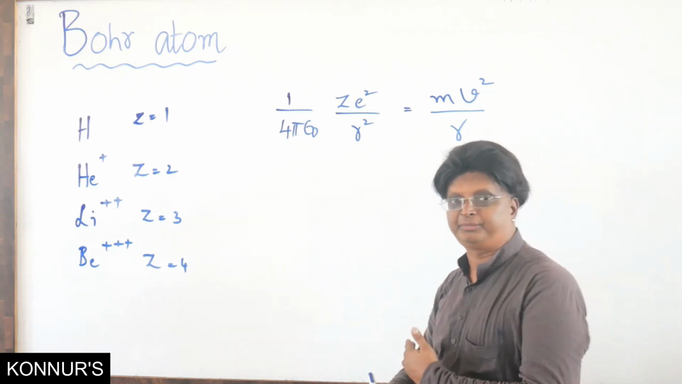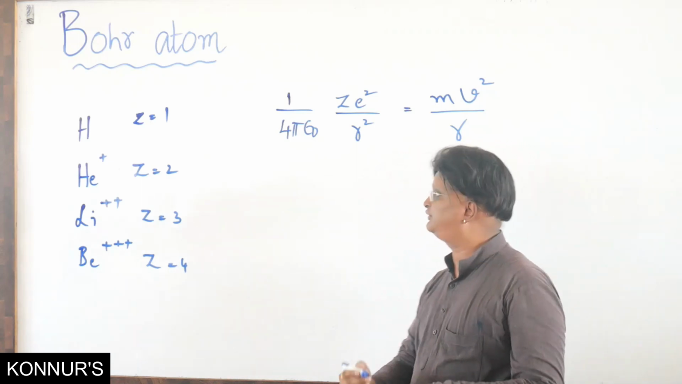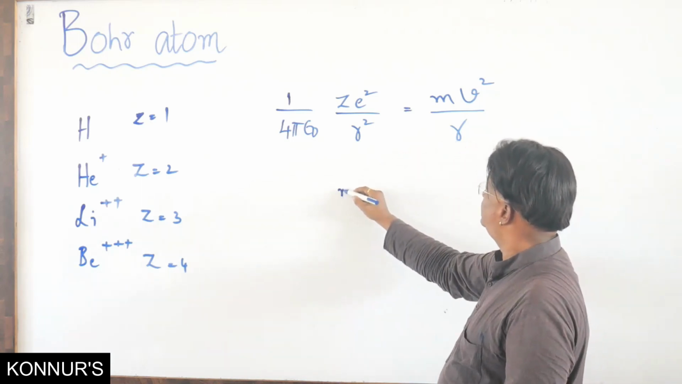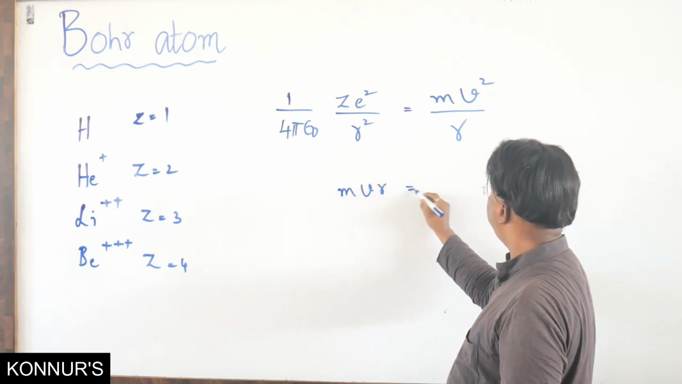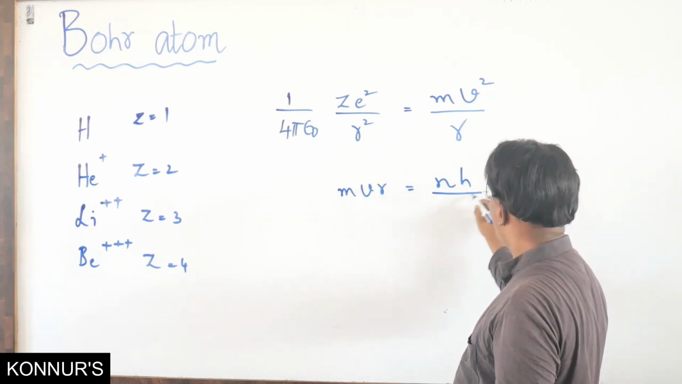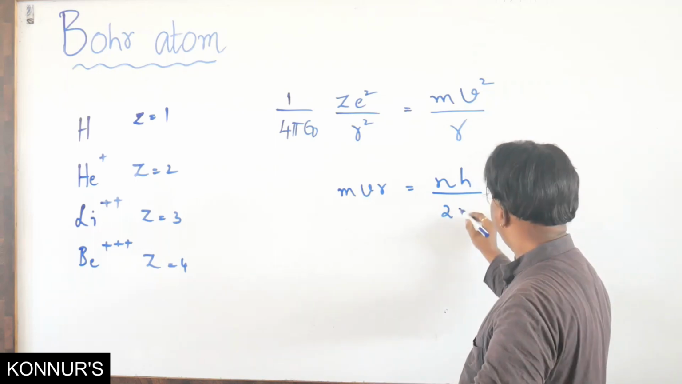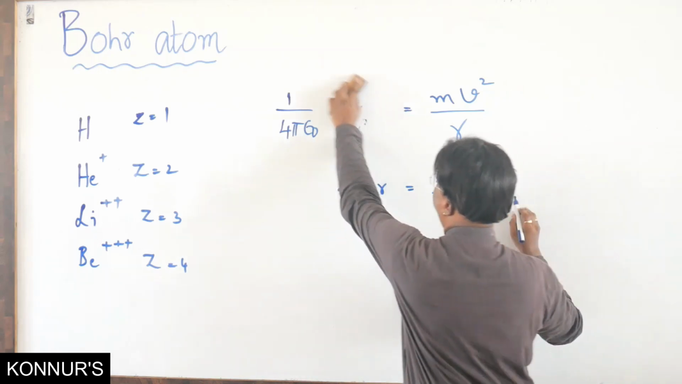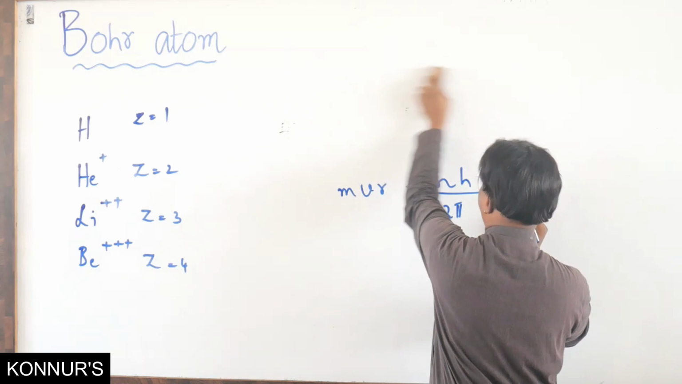Now this is the first postulate, and the second postulate is quantization of angular momentum, which we will write as mvr is nh by 2 pi. Else this one also I will just write the other way around.